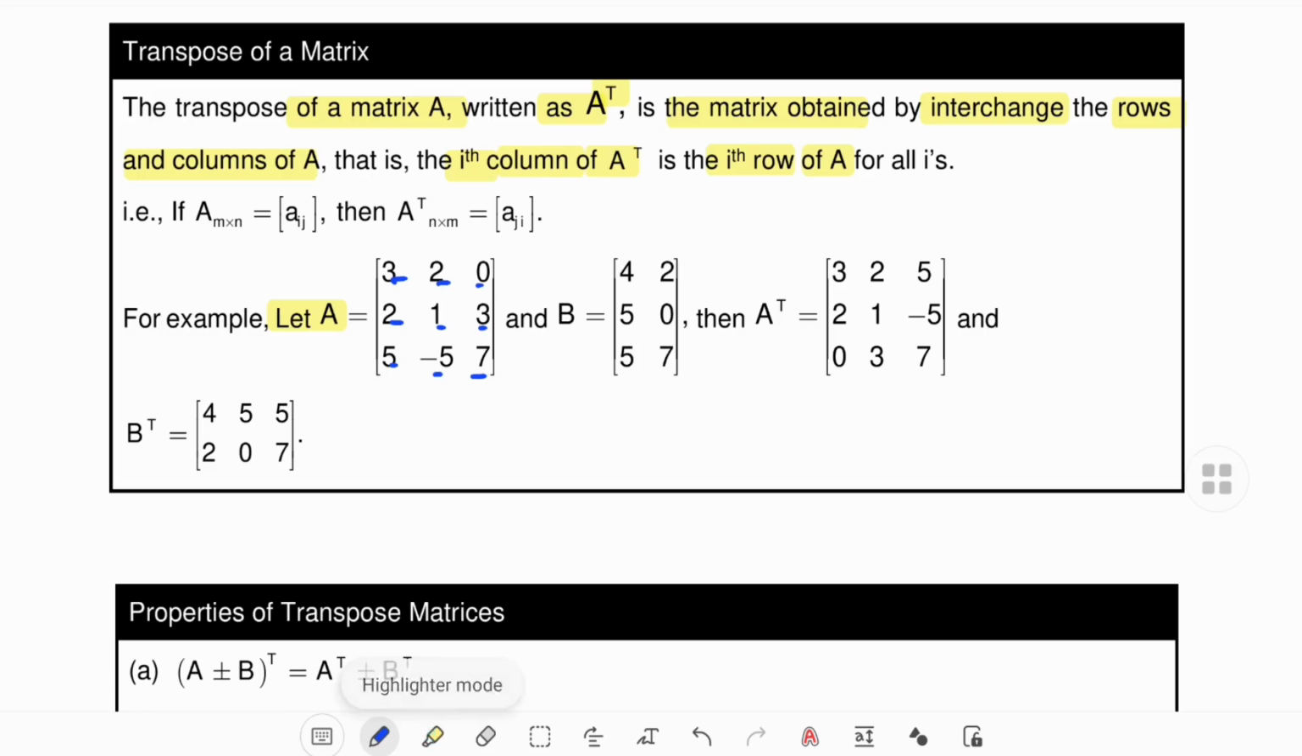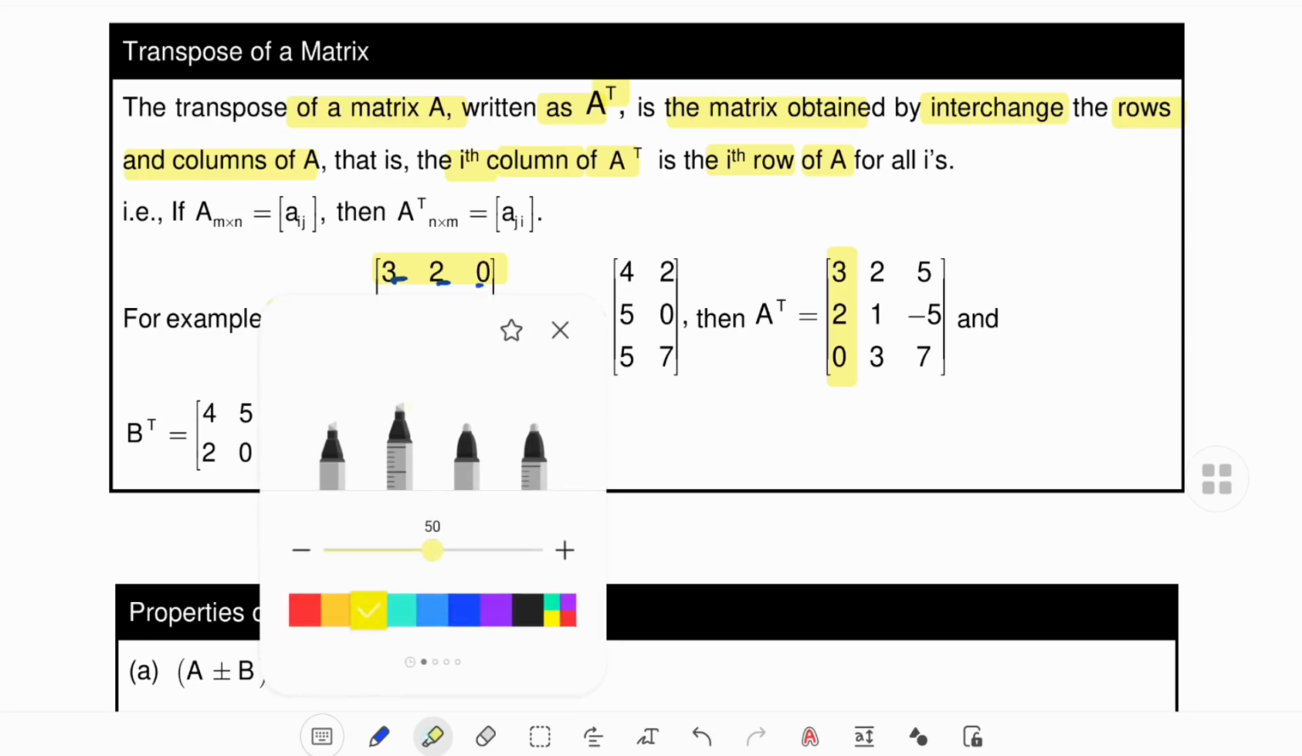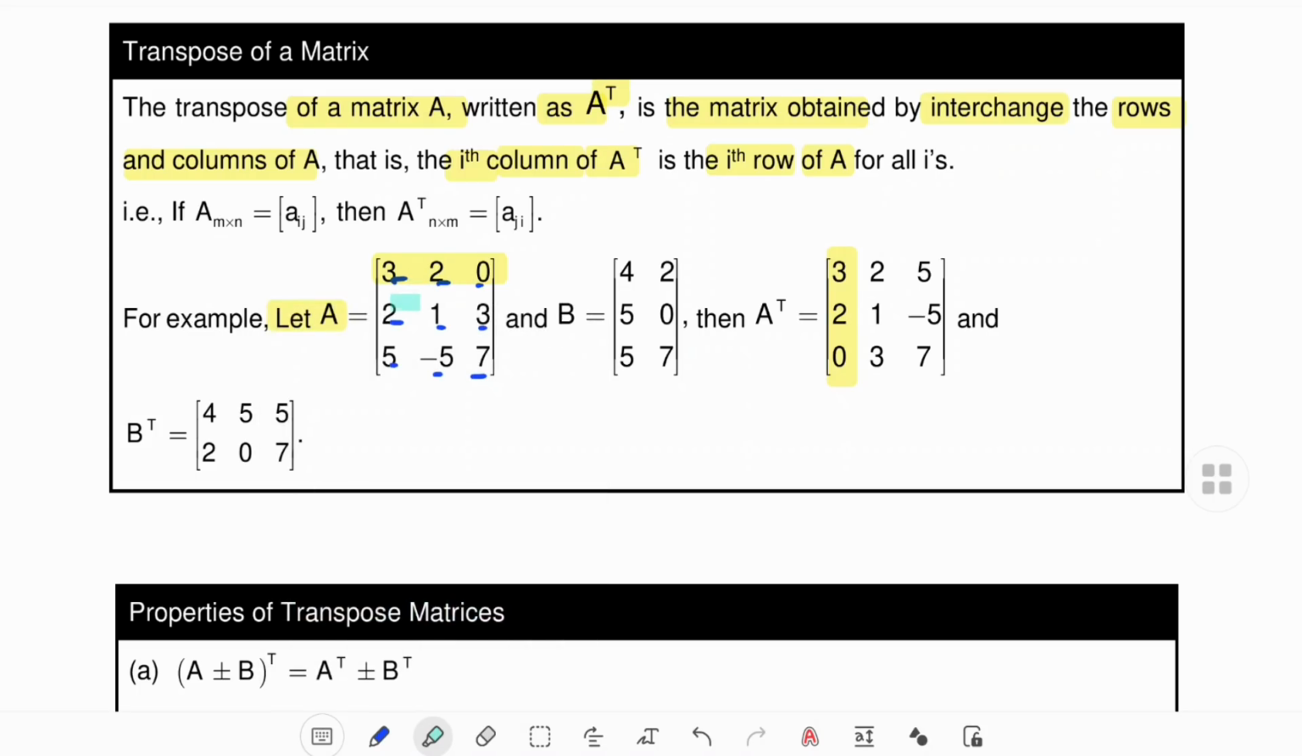So what you need to do is, the row 3, 2, 0 you have to interchange to become a column. This 3, 2, 0 originally forms a row of the matrix A. Once you transpose, it will become a column. So the first row will become the first column of the transpose matrix. The same thing goes for another row. For the second row here, we have 2, 1, 3. When you transpose, this row will become a column. It's originally the second row, so it will become the second column.